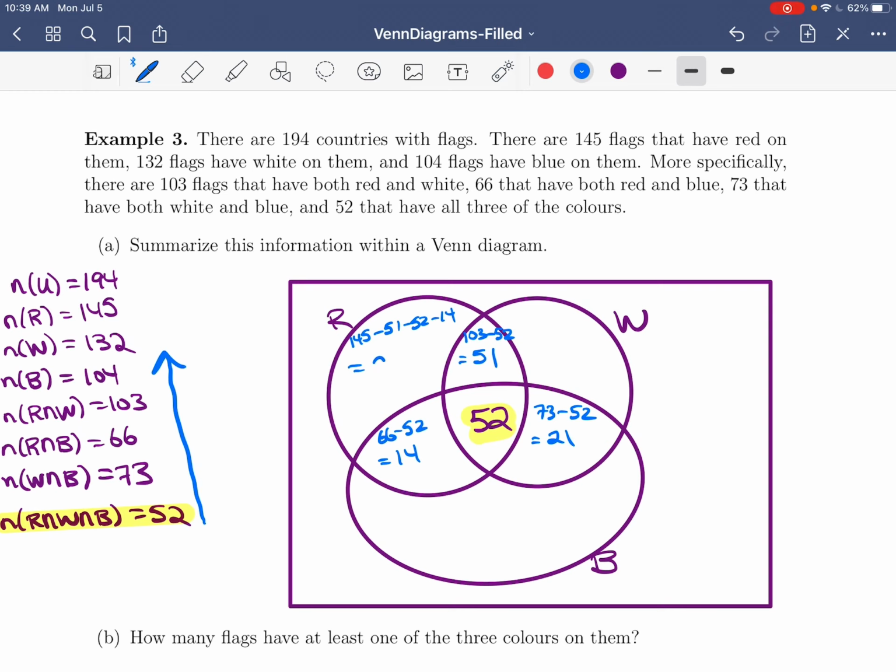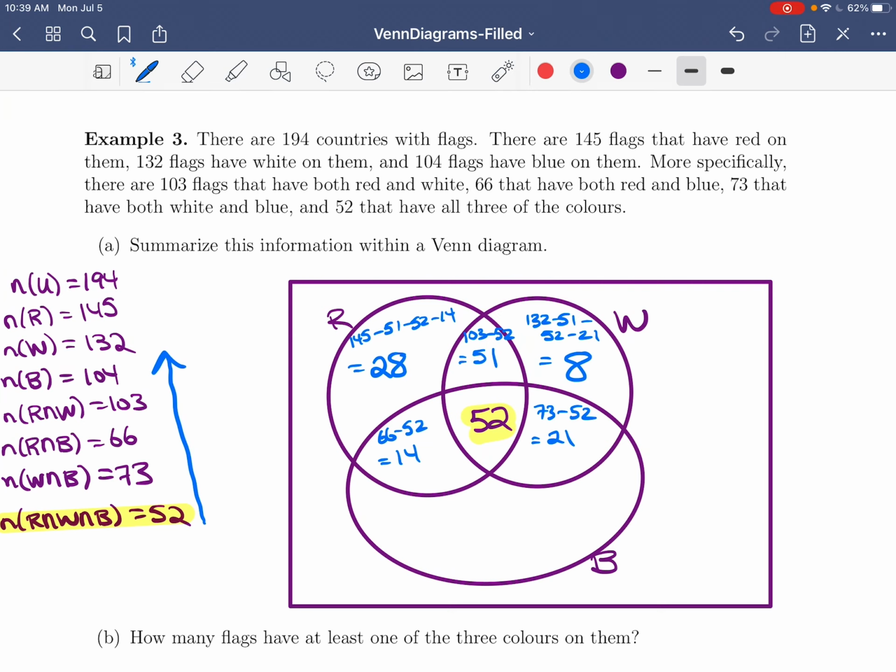Okay, so if you minus those, I think you get 28. Okay, on the white side, there was 132, but we want to subtract all the other ones that we already know. Okay, so if we do that, we get 8 in that region.